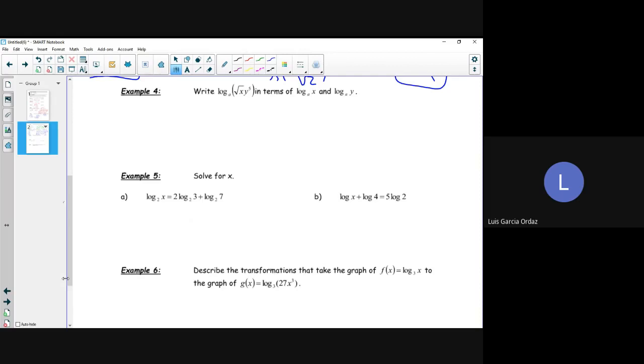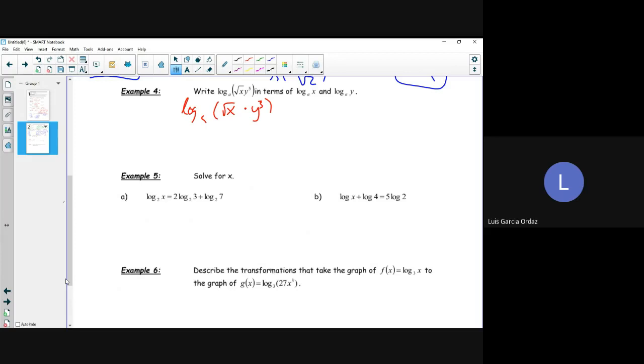Okay, we have our example 4, and we have 3 more examples. So we want to write log base a of root x times y to the 5 in terms of log base a x and log base a y. So all we have to do is split up both of them. So we have log base a of root x times y to the 5.